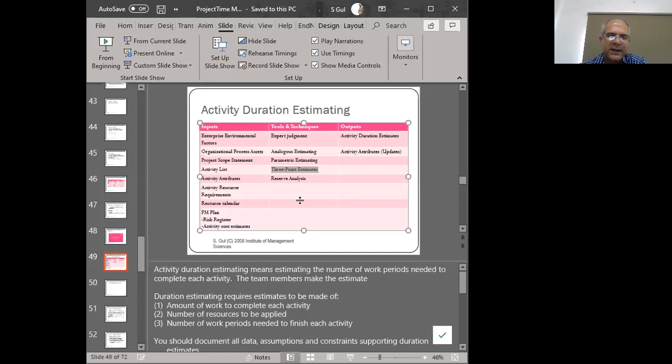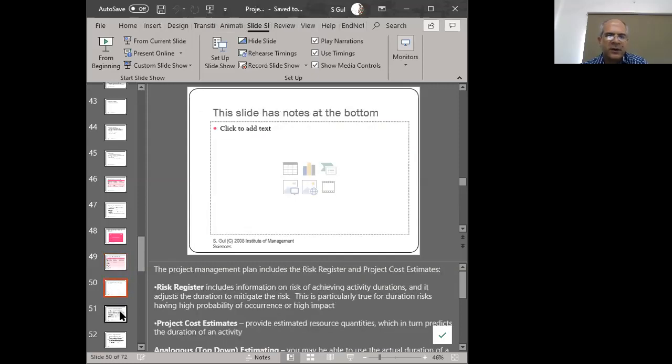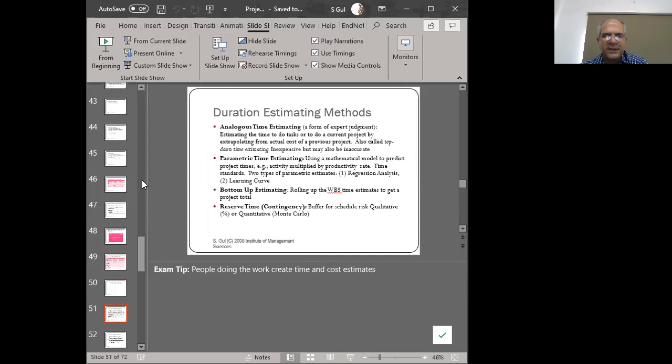So use that. And reserve analysis: think about how much extra you have available, either in money or in the form of time period, etc. So you're putting that into the picture.